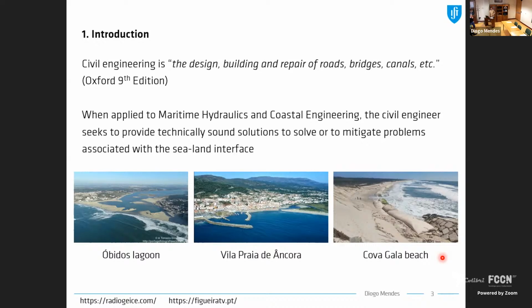Then at the center you see Albufeira Lagoon, which is located right in the north of the country, and due to the configuration, at that fishing port, you have a lot of sedimentation. So boats cannot berth at that location. And then on your right, you see Covagalo Beach, which is located downdrift of the inlet harbor of Figueira da Foz, and it experienced a huge amount of coastal erosion in the last decade.